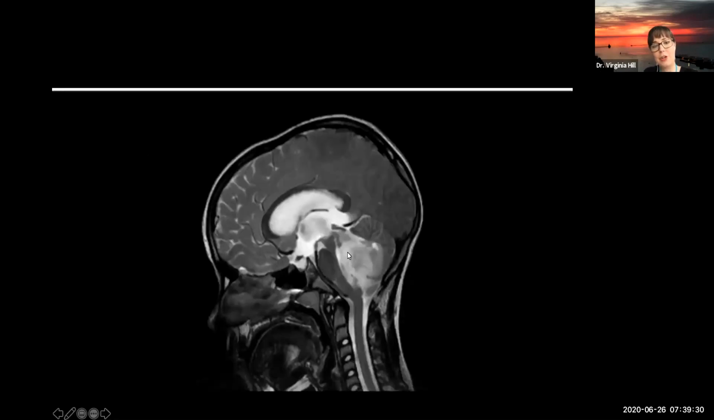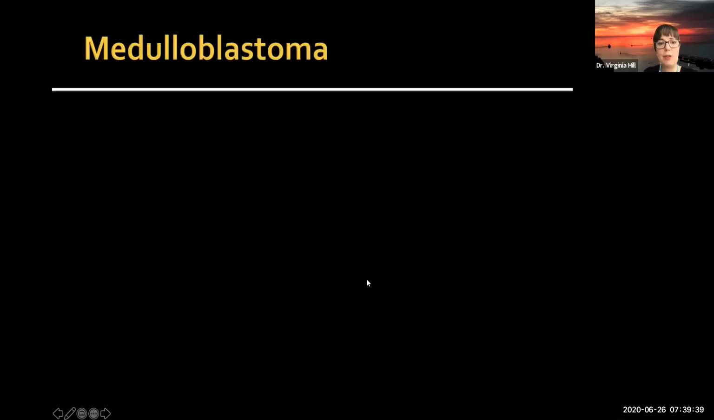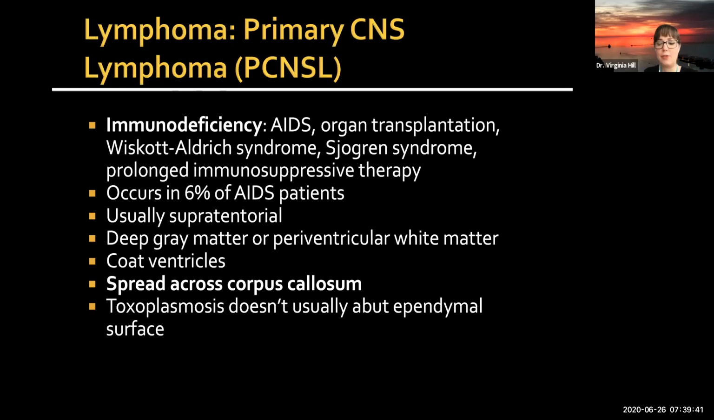Here we have a sagittal T2 weighted image. You can see that area of T2 relative hypointensity, indicating increased cellularity. And this is a medulloblastoma. So other highly cellular tumors include lymphoma. There's primary CNS lymphoma, which often occurs in immunodeficient patients with AIDS or after organ transplantation, with Wiskott-Aldrich syndrome, Sjogren's syndrome, prolonged immunosuppressive therapy. It occurs in 6% of AIDS patients. It's usually supratentorial. It can occur in the deep gray matter or periventricular white matter. It coats the ventricles and spreads across the corpus callosum.